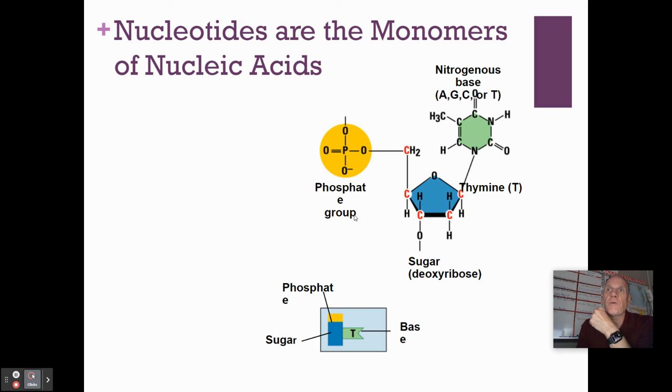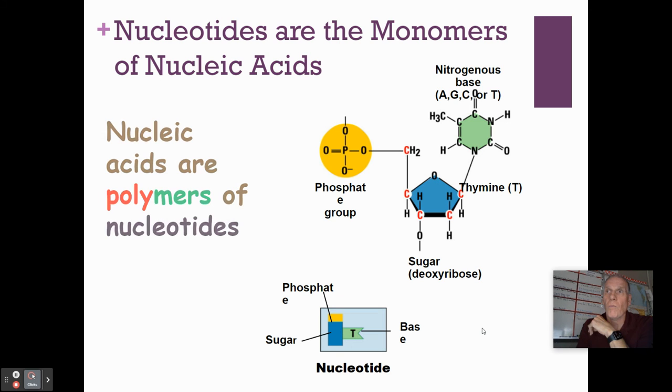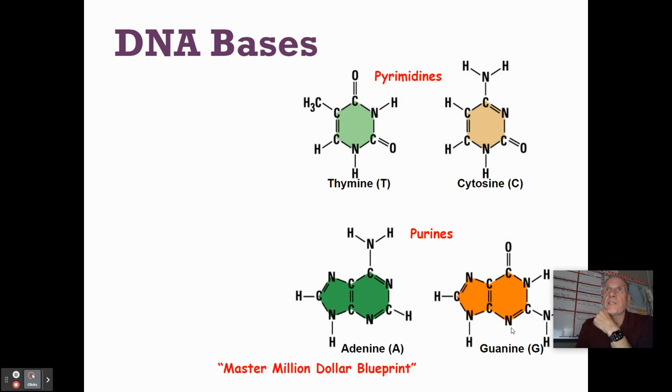And it has a phosphate group. Sorry about the format right there. So here's another cartoon of that. There's my nitrogenous base, there's my sugar, and there's my phosphate group. So nucleotides are made up of 3 parts. Know what those 3 parts are. And again, nucleic acids are polymers of nucleotides. There's my 4 DNA bases: thymine, cytosine, adenine, and guanine. Thymine always pairs with adenine. Cytosine pairs with guanine. T pairs with A, C pairs with G.